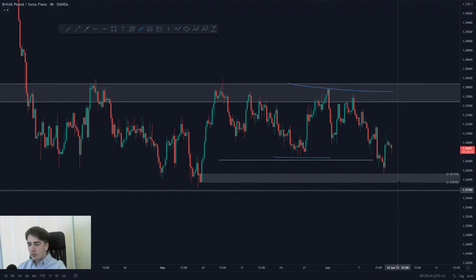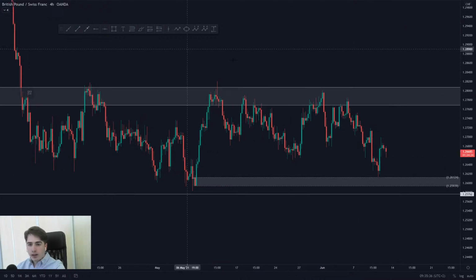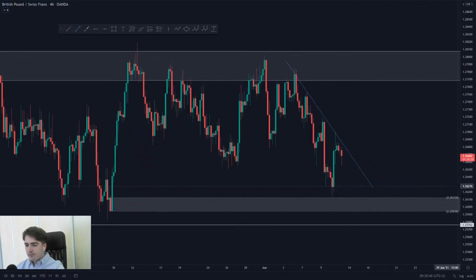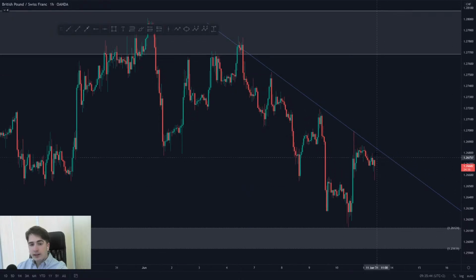And now potentially one more move back up in towards the highs after also tapping into demand over here at 1.26124. So demand got hit. Wouldn't be surprised if we do start seeing more upside. At the moment, what is holding us back? We have this descending trend line. So I personally wouldn't be surprised if we do start seeing more upside on pound Swiss.